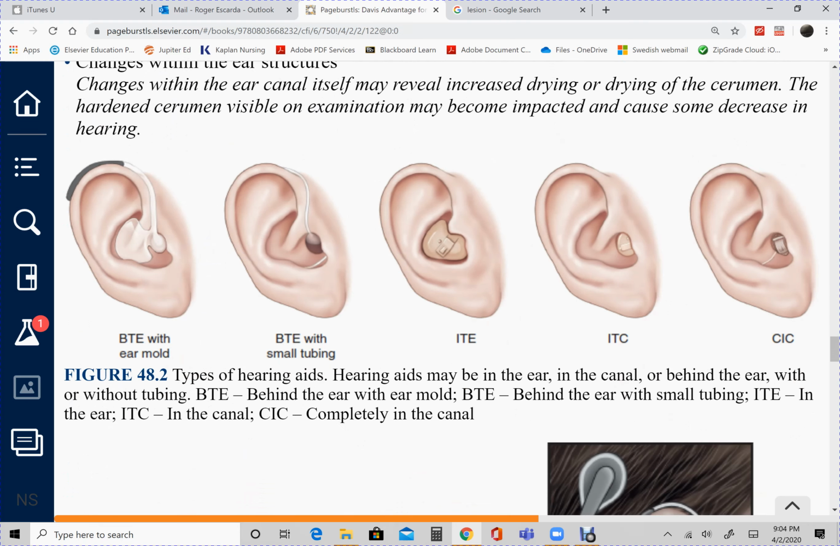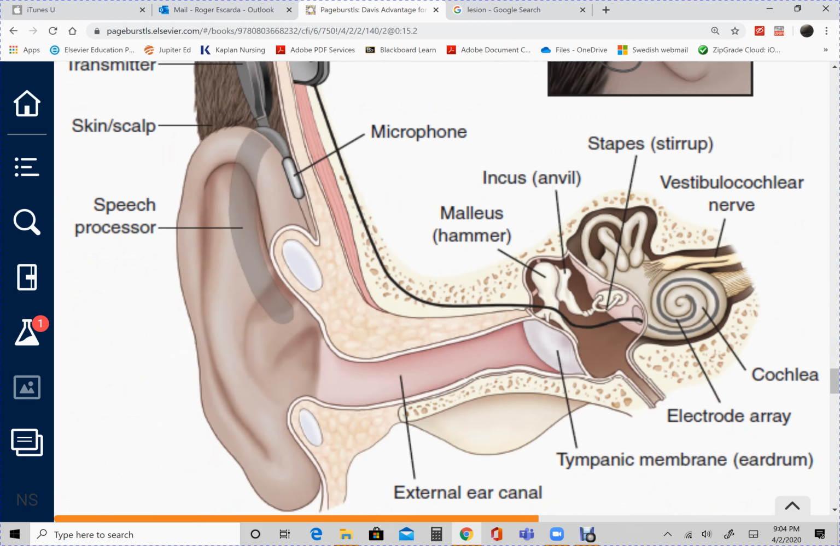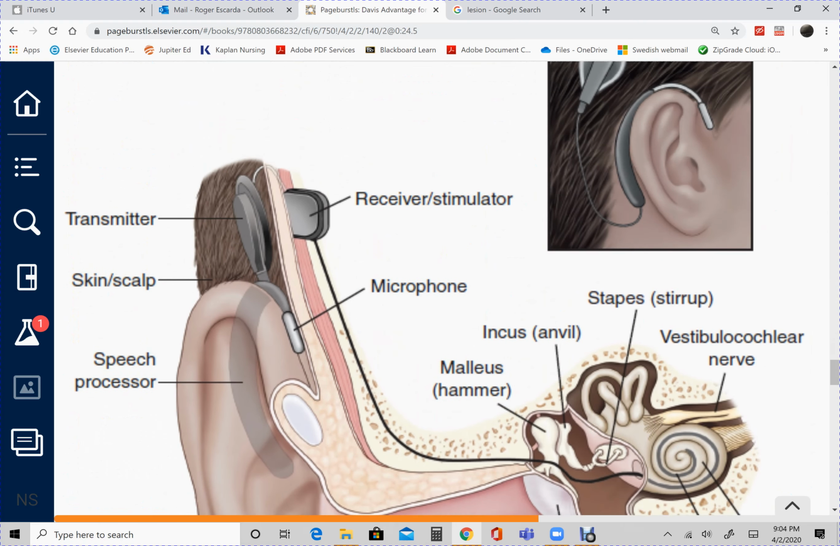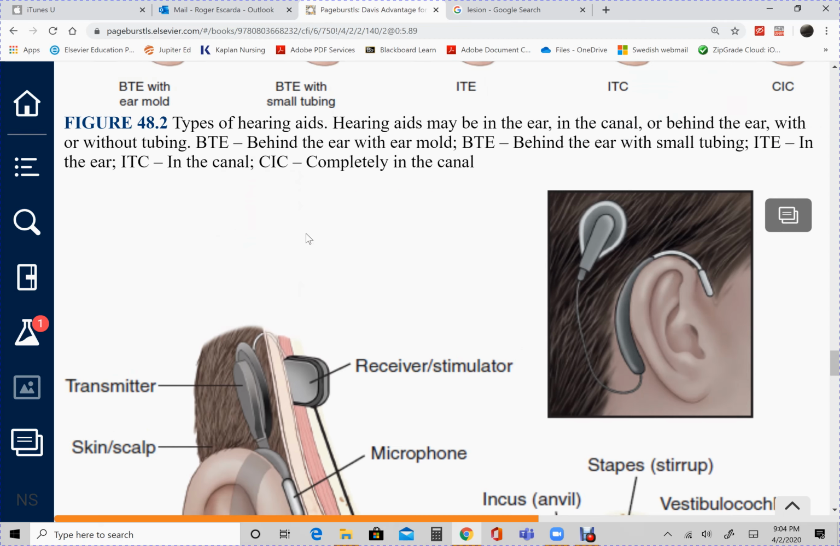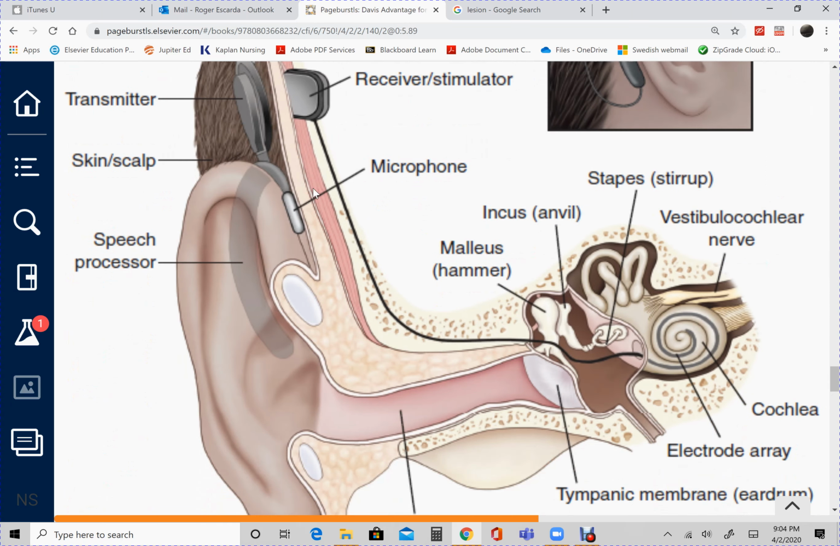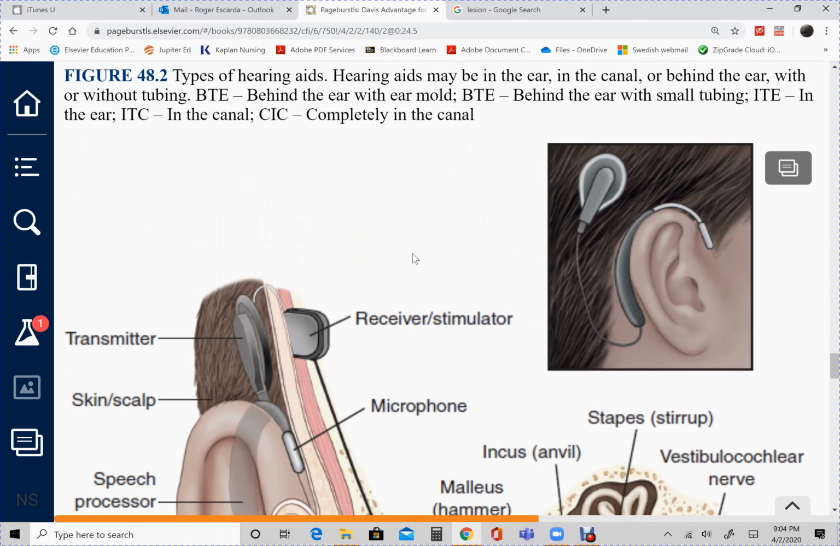We actually have a figure here. This is an example of a cochlear implant. So here is your implant right here, surgically implanted into the skull, and it's connected to an external transmitter. And here is the electrode going into the inner ear.